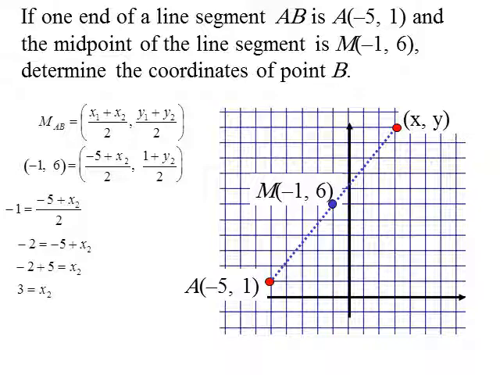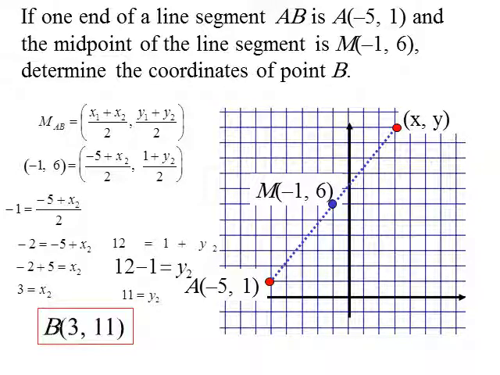The y coordinate of the first ordered pair equals the y coordinate in the second ordered pair. That means 1 plus y2 over 2 equals 6, right? So I'm going to multiply 2 on the right and left side. That means 12 equals 1 plus y2. y2 will be 12 minus 1. Finally, it will be 11. So the point B equals 3, 11.